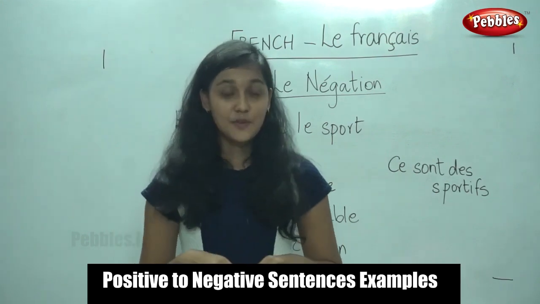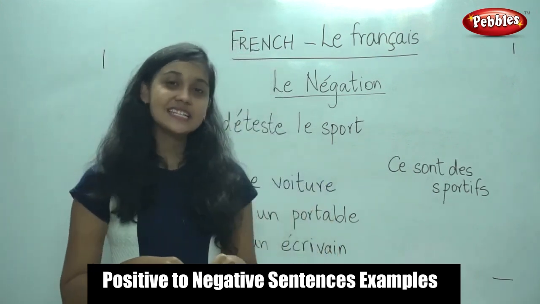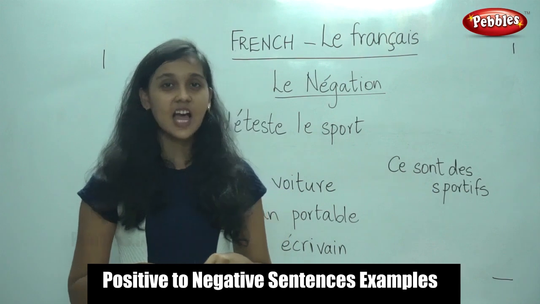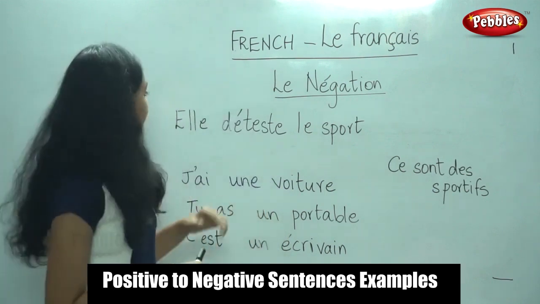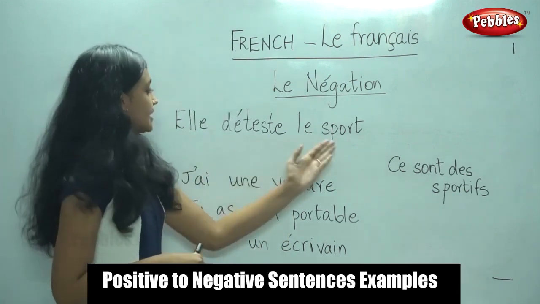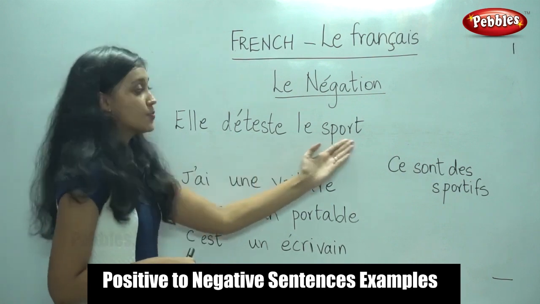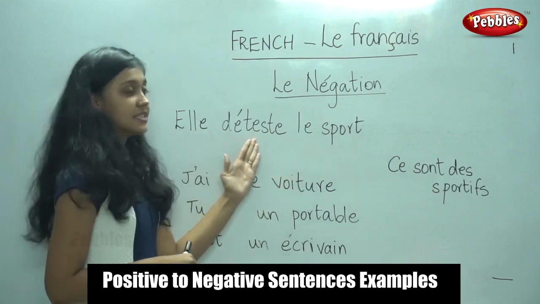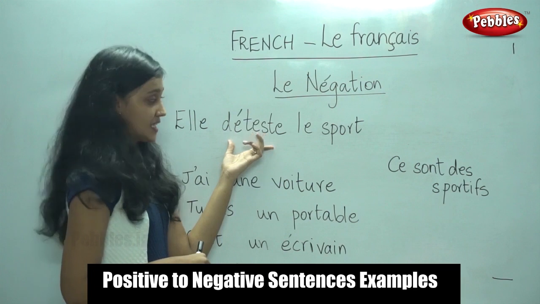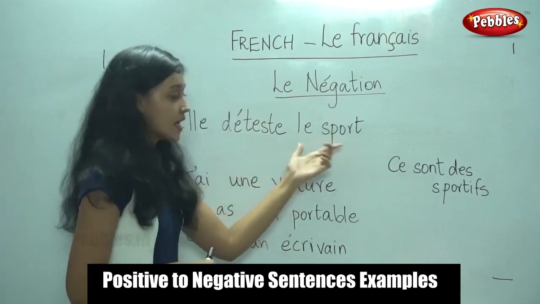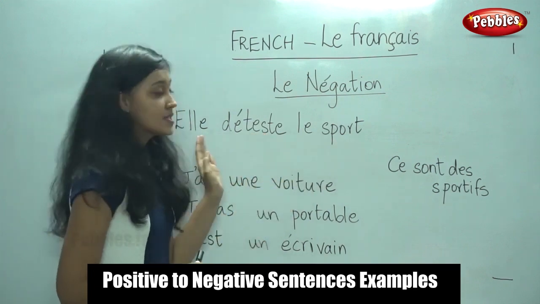So let us practice converting positive sentences into negative sentences using some more examples. Let us take this sentence. Elle déteste le sport. Détester means to hate. She hates sports. So what are the three steps?